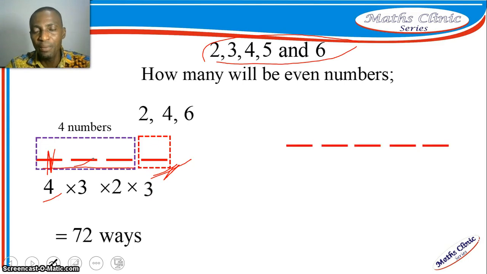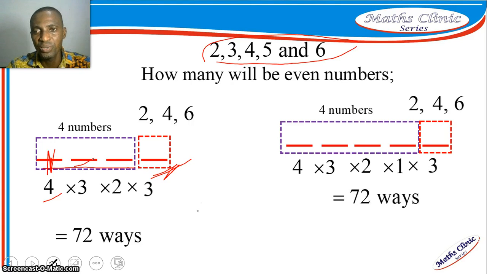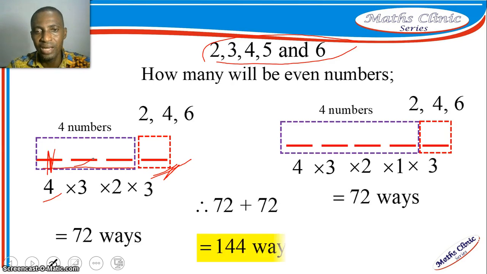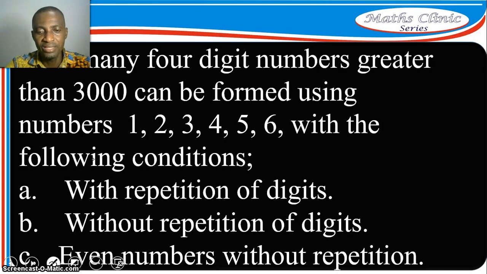Then for the 5 digit number, we go through the same process. The last will take 2, 4 or 6, which is 3 ways, and for the remaining 4, we are going to have 4 permutation 4. So that is going to give us 4 times 3 times 2 times 1, and that also will give us, times 3 here, 72. We add and we get our answer as 144.